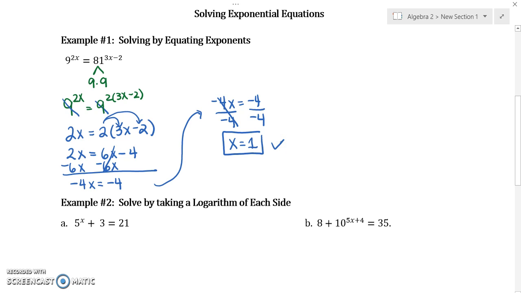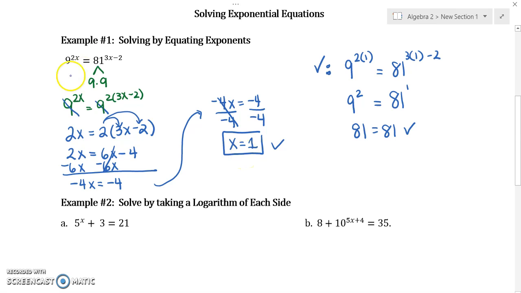If you want to double check your work, you can go ahead and substitute this in. So this would be my check. I would do 9 to the 2 times 1 power equals 81 to the 3 times 1 minus 2 power. Well, 9 to the second power, and then this right here breaks down to 3 times 1, which is 3, minus 2 is 1, so 81 to the 1 power. 9 squared is 81, and 81 to the 1 power is 81, therefore it works. So it's one way for me to check my answer by substituting my answer back into the original equation and simplifying.